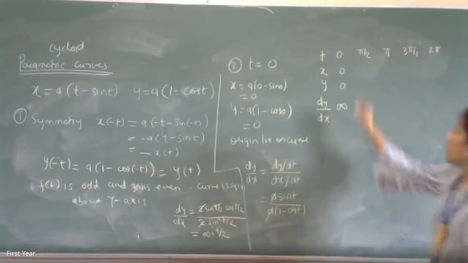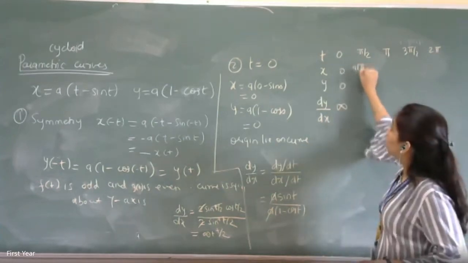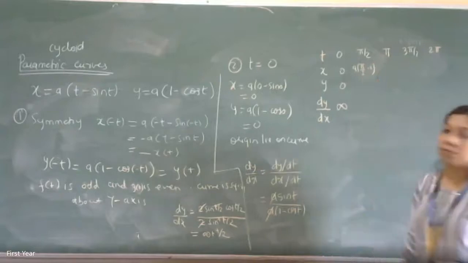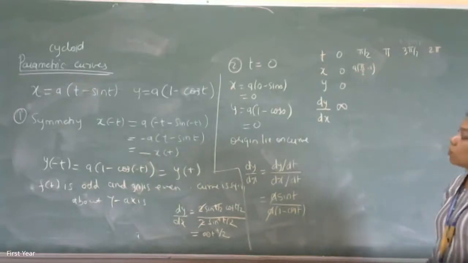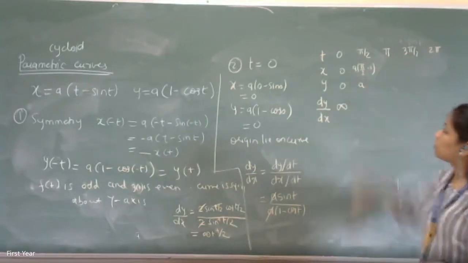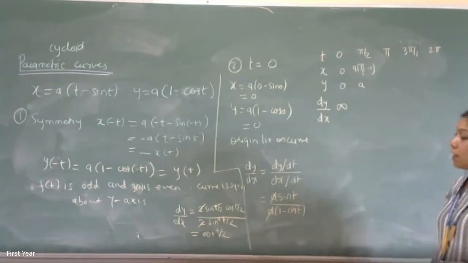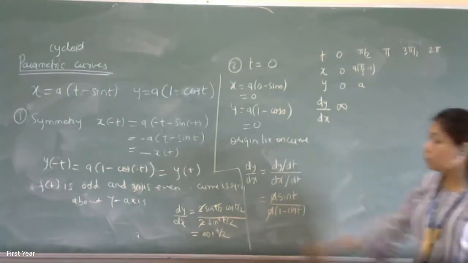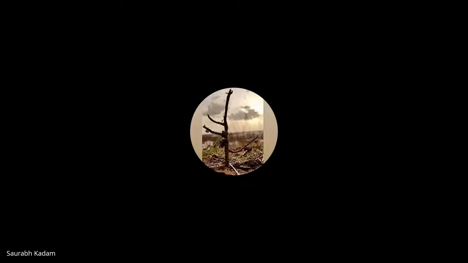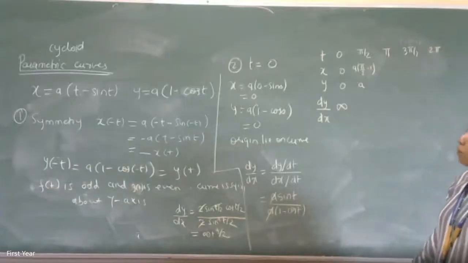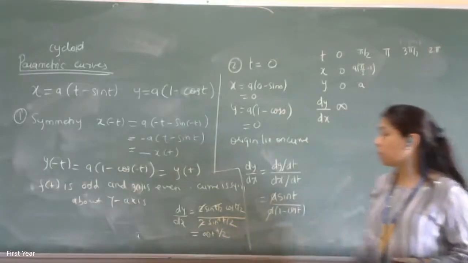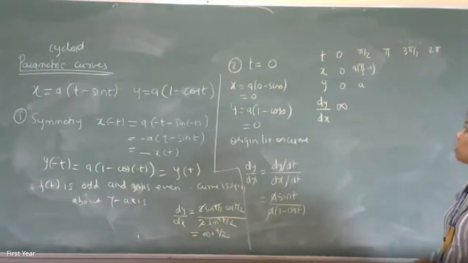Then at pi by 2, put t is equal to pi by 2 in x. So it is a into pi by 2 minus 1. And what about y? Cos pi by 2 is 0, so it is a. And what about dy by dx? Put t is equal to pi by 2, it is cot of pi by 4. It's 1, no? Or minus 1. 1.